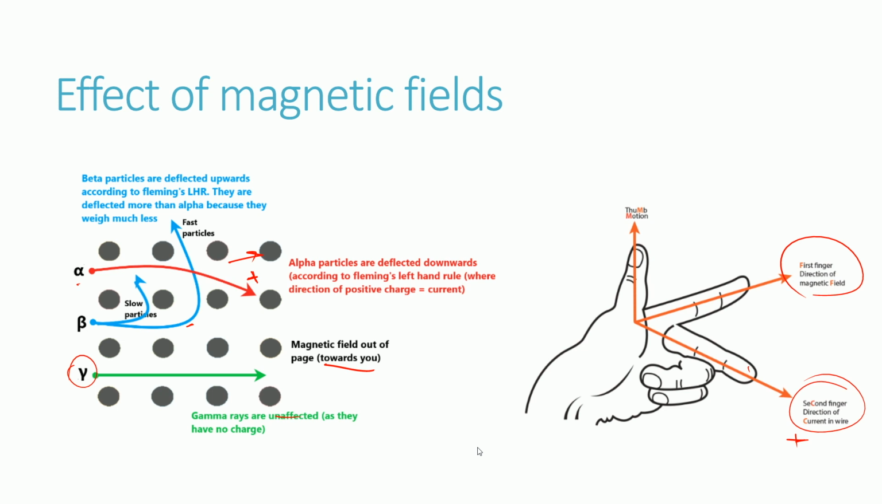and that's the direction in which the alpha rays get deflected, and that's why you see the alpha particles going down as they pass. Now, the beta particles have a negative charge, which is why the way that they behave will be different.